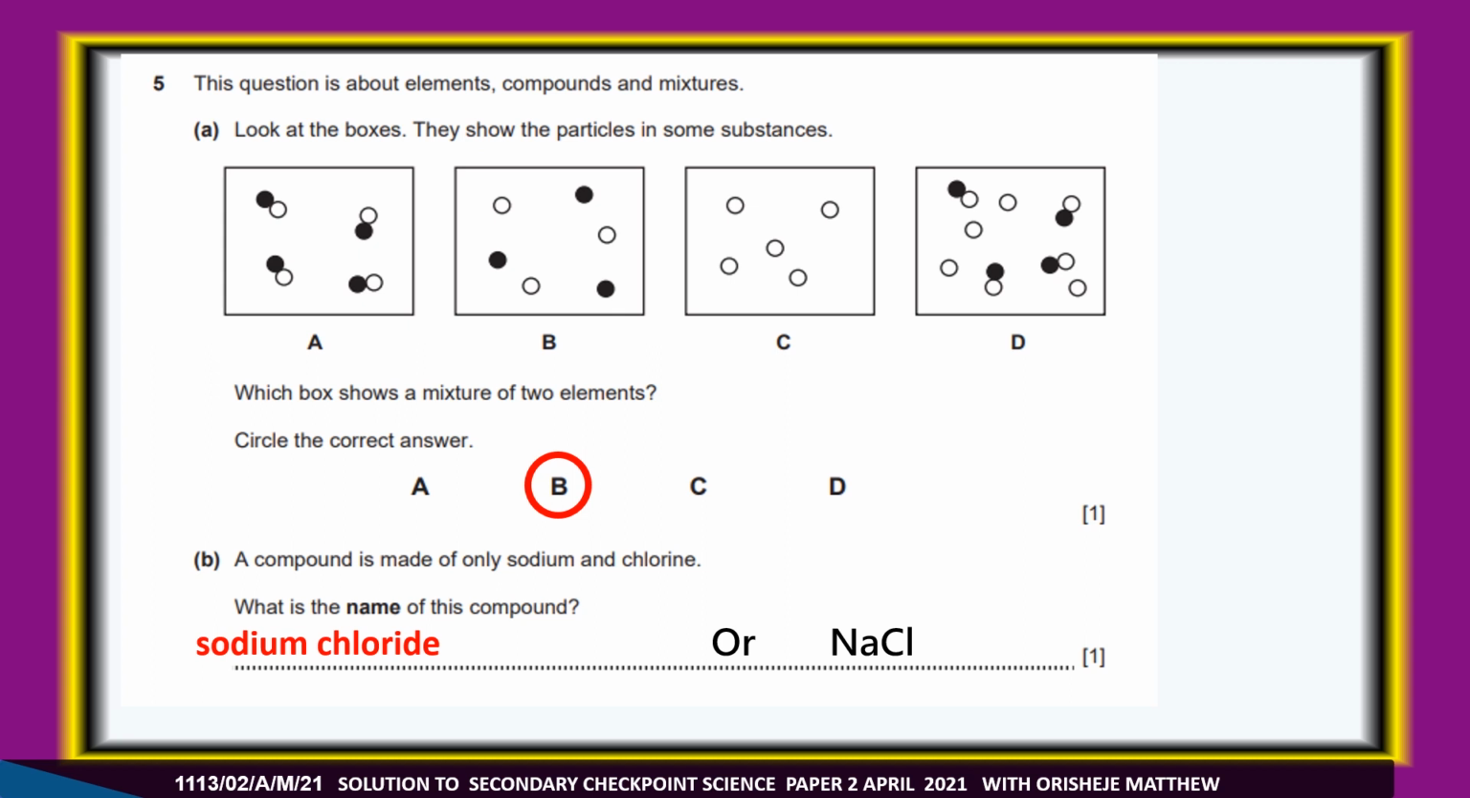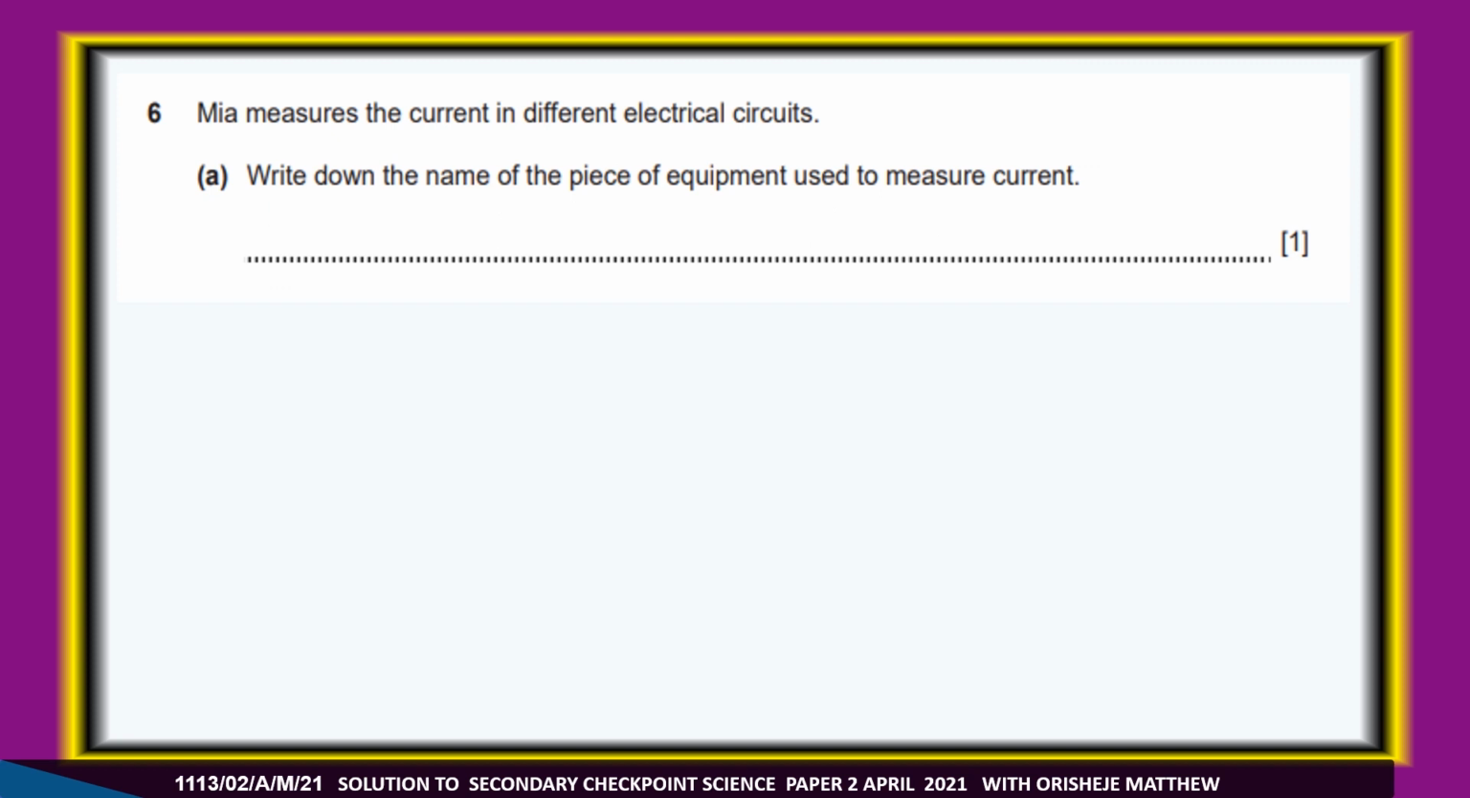A compound is made up of only sodium and chloride. Write down the name of the compound. Question 6. Measure the current in different electrical circuits. Write down the name of a piece of equipment used to measure the current: the ammeter.